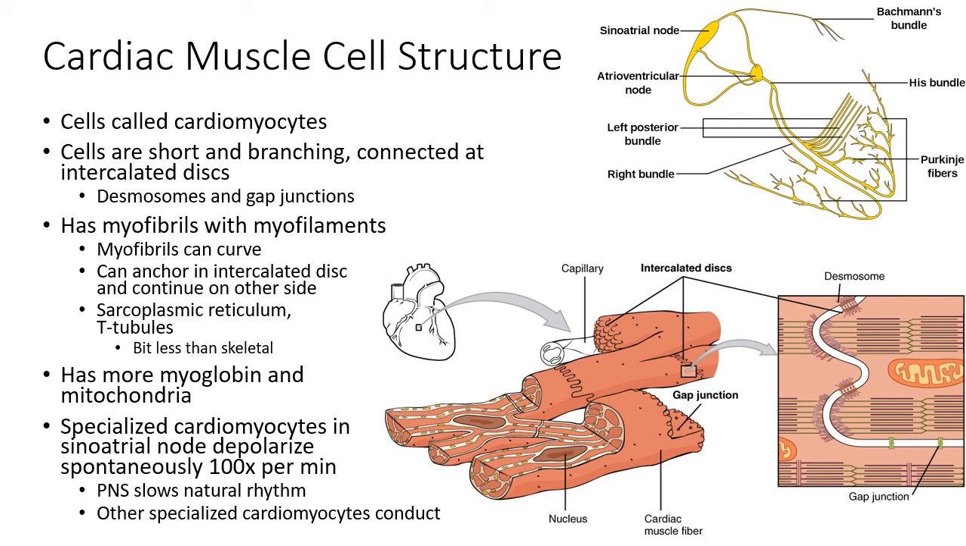You have a lot of myoglobin in your cardiomyocytes and a lot of mitochondria, so they have a very high ability to make ATP and to store oxygen, which is really important because the heart can never take a break. It doesn't ever get to rest.